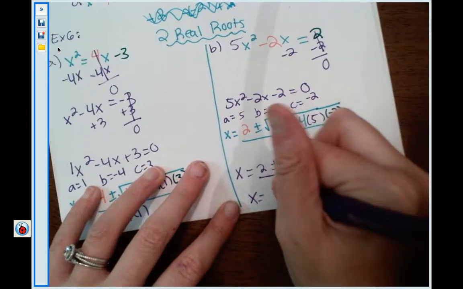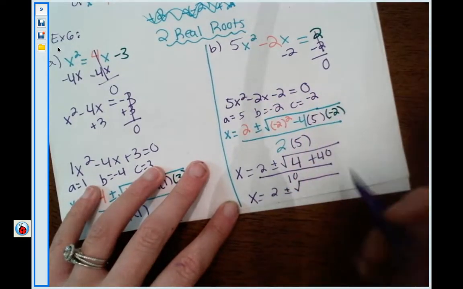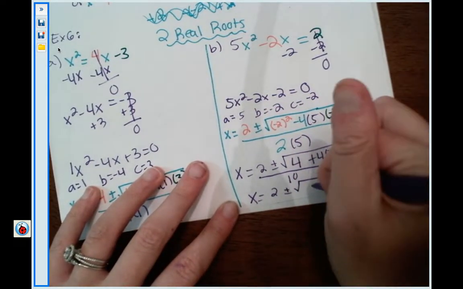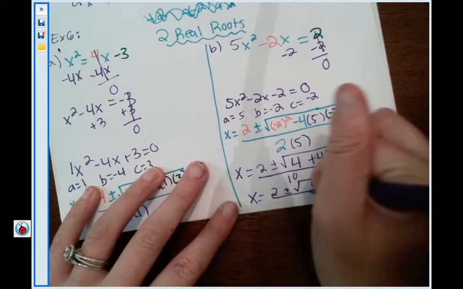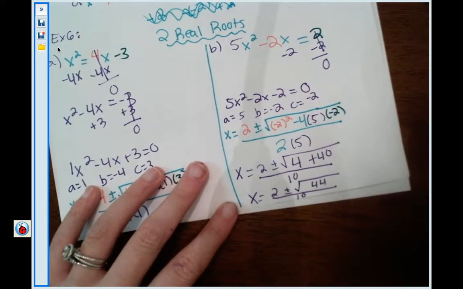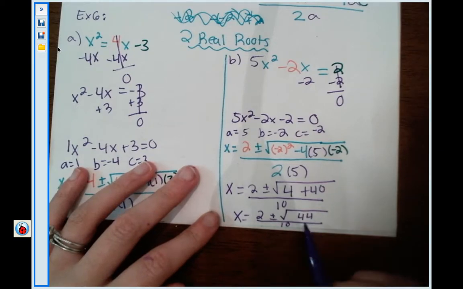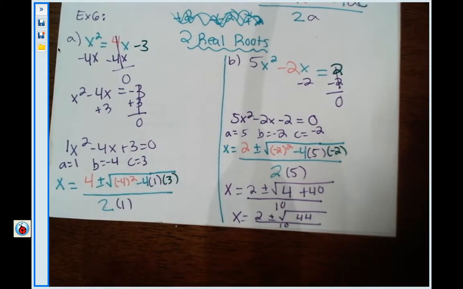Alright guys, let's simplify this down. So x equals 2 plus or minus the square root of 4 plus 40, which is 44, all over 10. Now, square root of 44, that is not a perfect square. There are not two of the same exact numbers that, when you multiply them together, will give you a 44. So guess what, you guys?